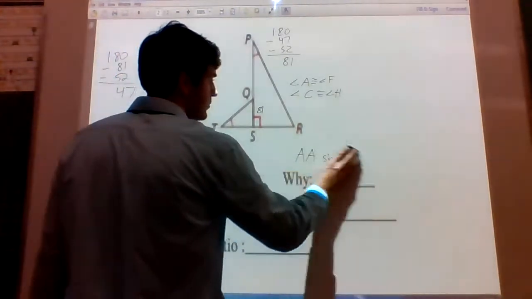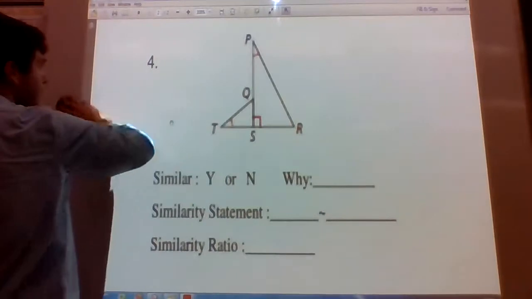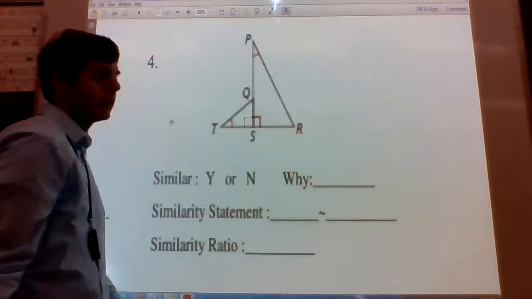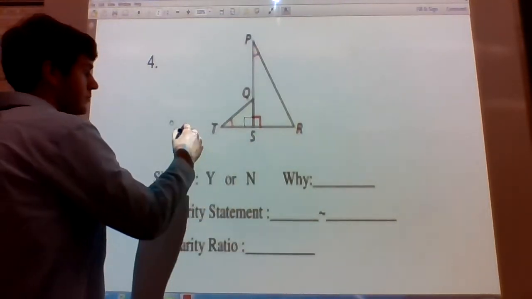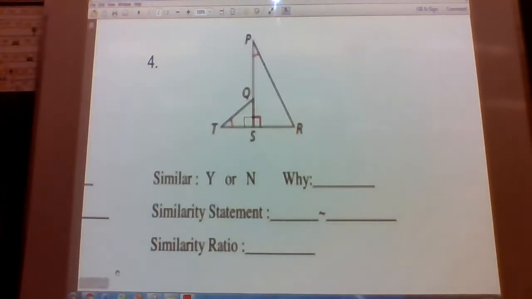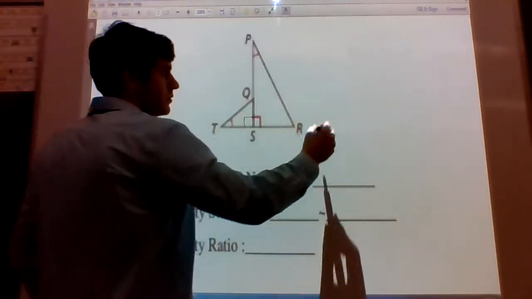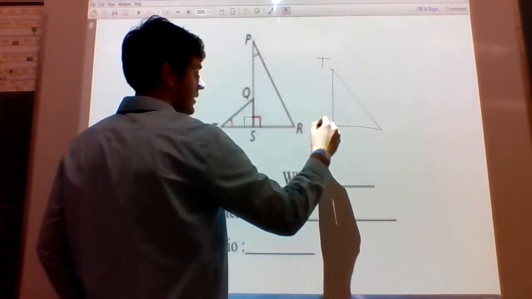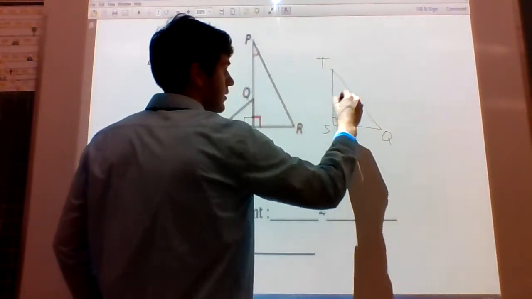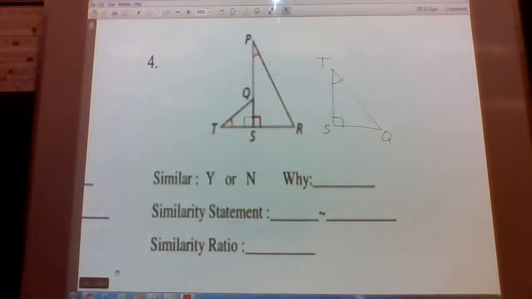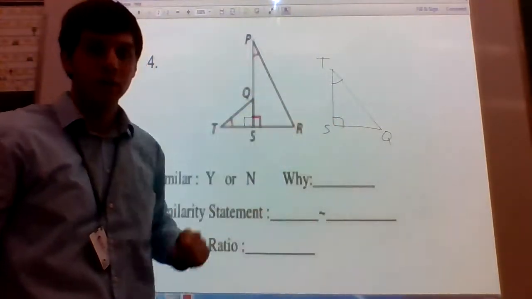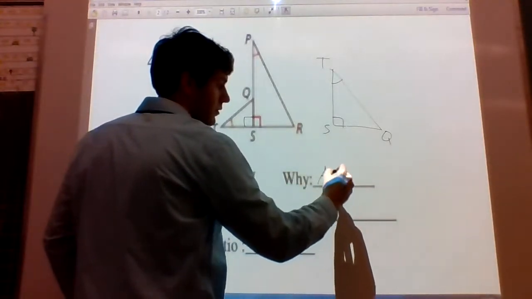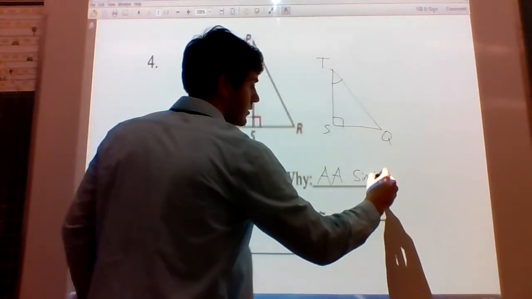The right angle symbol here tells us that we have perpendicular lines. So if the lines are perpendicular, we also know that this is going to be a right angle. If we want to redraw it, this is going to be T, this is going to be S, and this is going to be Q. We notice we have two pairs of congruent angles. So are they similar? Yes. By what reasoning? The angle-angle similarity.